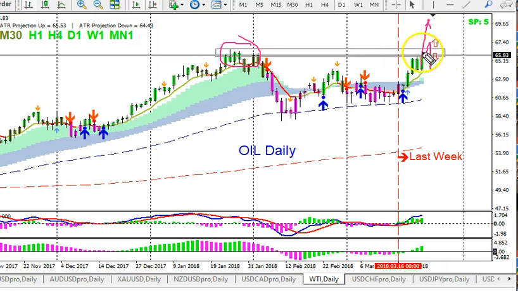We're right at resistance right now, so it's a wait and see situation. But oil did strengthen last week, which helped the Canadian dollar. Again, I'll just go back to that.